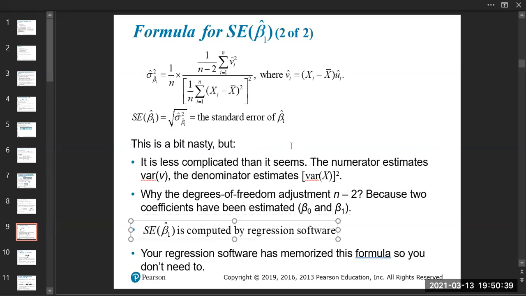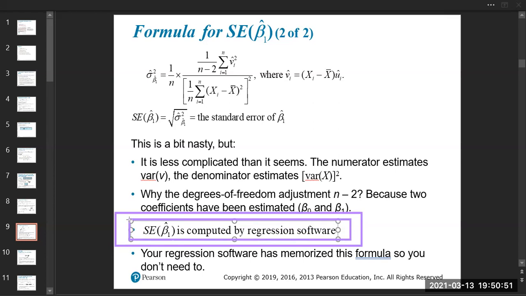But this thing is very important. You should remember this. You should be happy to remember this. The standard error of beta 1 hat is computed by regression software, usually. So in a word, for y bar, you have to calculate the standard error on your own. But for beta 1, great, you don't even need to calculate it. You can just take it from the question.